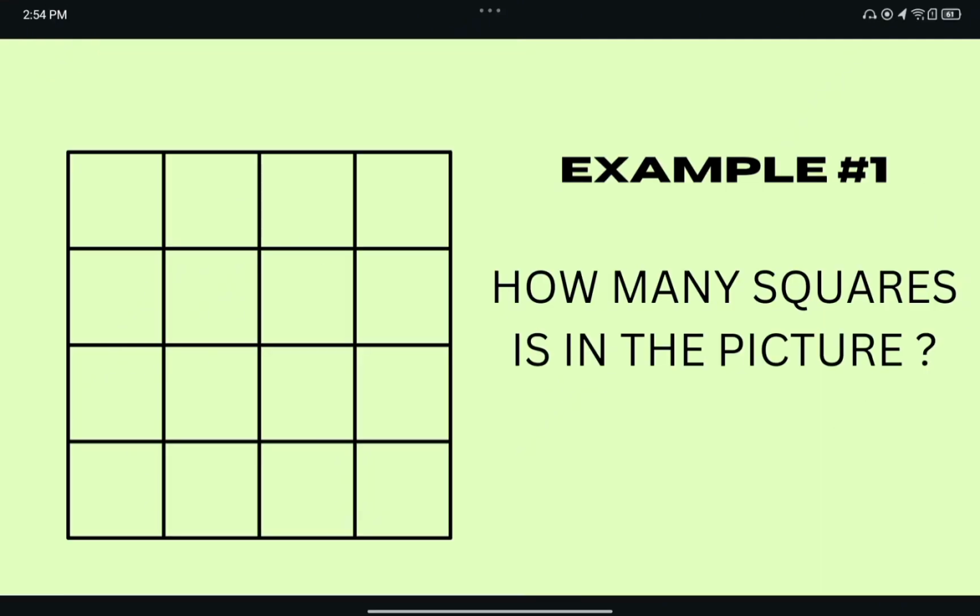So here is our problem to help us understand the strategy. The question is, how many squares are there in the picture? And so here is our picture. Before we proceed, do you want to try it first? Feel free to pause the video and try it yourself.